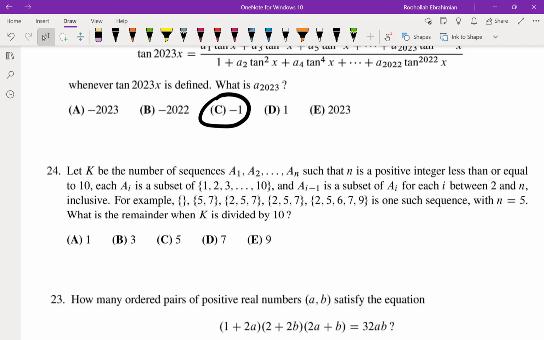Let's look at the next one. Let k be the number of sequences a1 through an such that n is a positive integer less than or equal to 10. Each ai is a subset of 1 through 10. ai minus 1 is a subset of ai for all integers 2 to n. We are trying to find k mod 10.